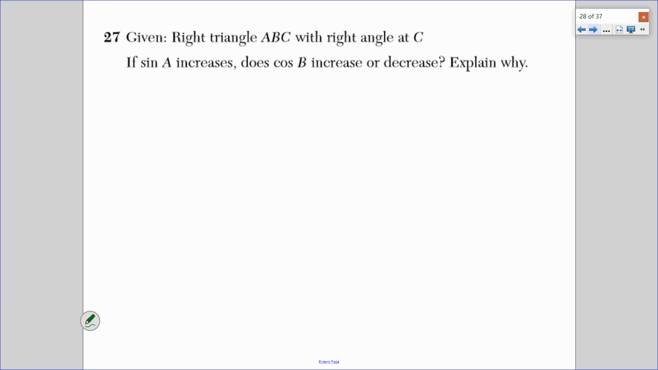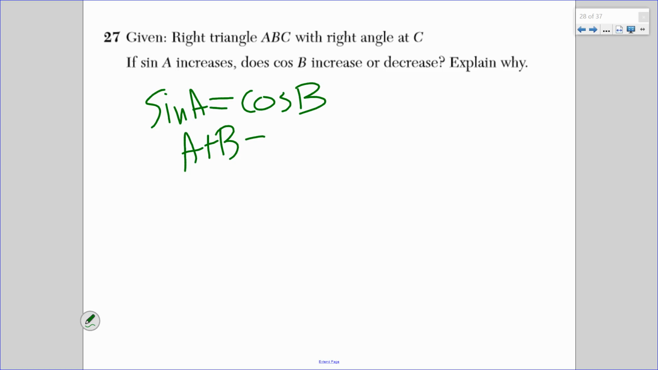Given right triangle ABC with right angle C. As sine A increases, does cosine B increase? Sine A equals cosine B. A plus B equals 90. That's what you need to know. The sine of one acute angle is equal to the cosine of the other acute angle, and the two acute angles add to equal 90.